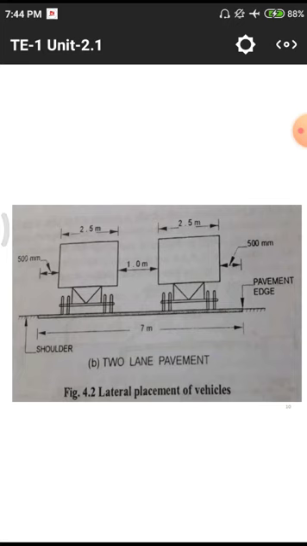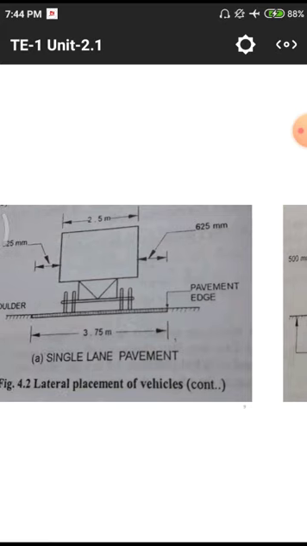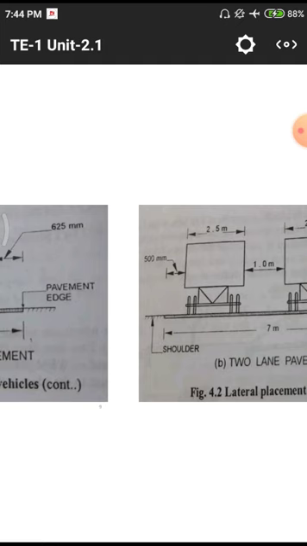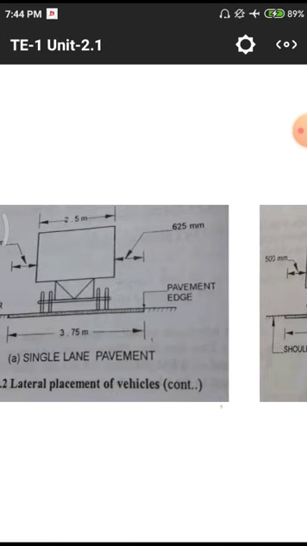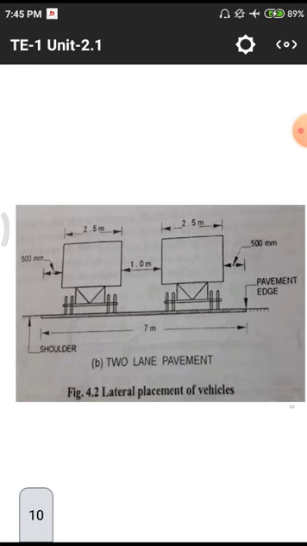Okay, and this second road is a two-lane road. In the two-lane road we have 7 meters of span, but in the case of a single lane road we have 3.75 meters. That means two lanes is 3.5 into 2, which comes out to 7 meters, but in the single lane road we have 0.25 meters extra, because of this side distance and that side distance. Here we have a two-lane road with 7 meters.